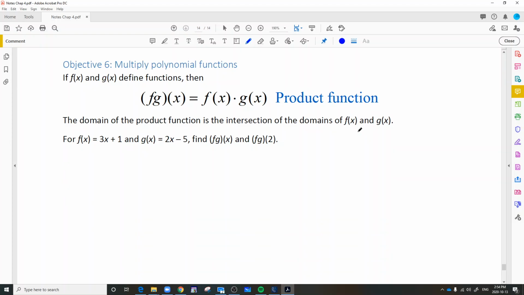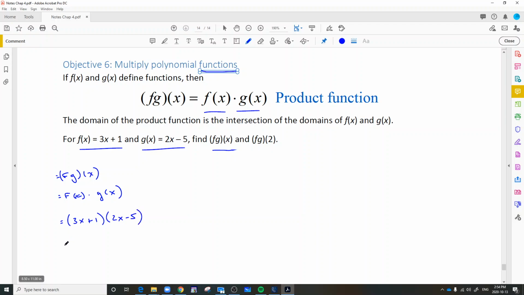And the last objective of 4.4 is about multiplying functions. When it's written as fg of x, this means f of x times g of x. So if I give you a question like f of x is equal to 3x plus 1 and g of x is equal to 2x minus 5, and I ask you to find fg at x, I'm asking you to do f of x times g of x. So that would be the f of x expression times the g of x expression. And then you're going to multiply through.